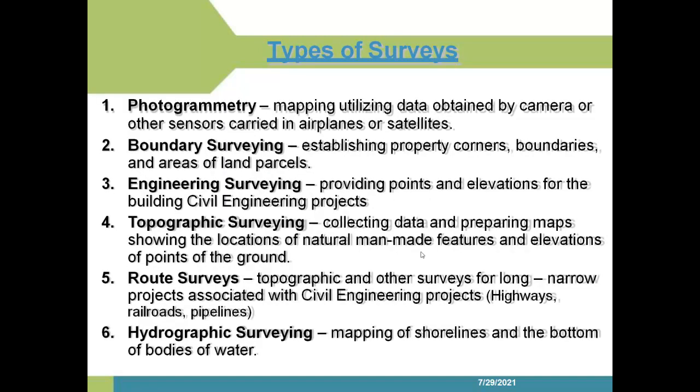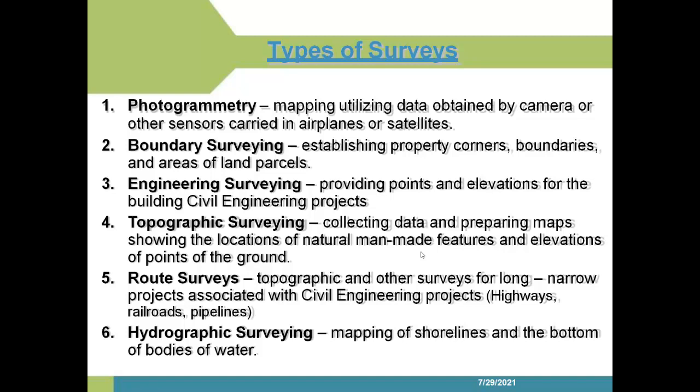Next are the types of survey. Photogrammetry survey means we get the map or details by camera or other sensors carried in airplanes and satellites. That is called photogrammetry. Boundary survey is especially for getting the details of the boundary of an area or even a nation. Next one is the engineering survey, where we provide the points and elevation for civil projects like building or apartment construction.